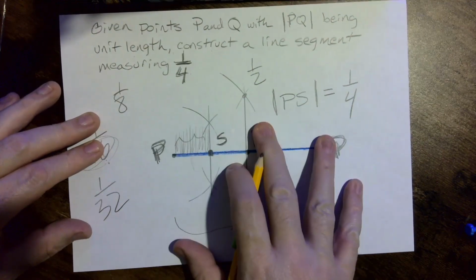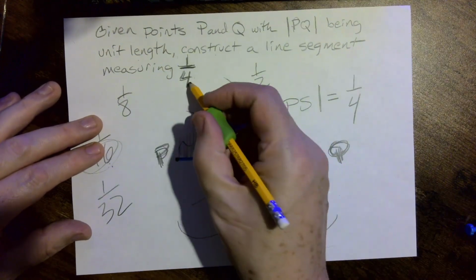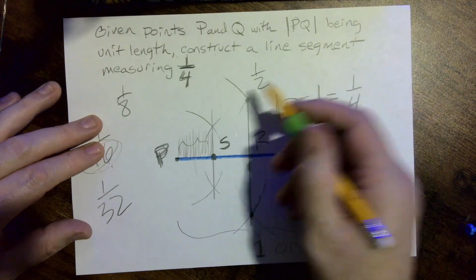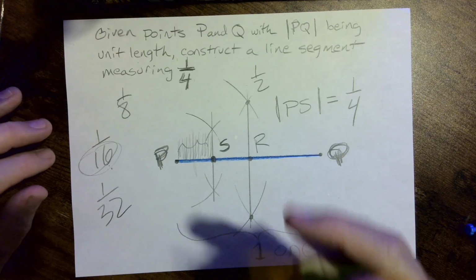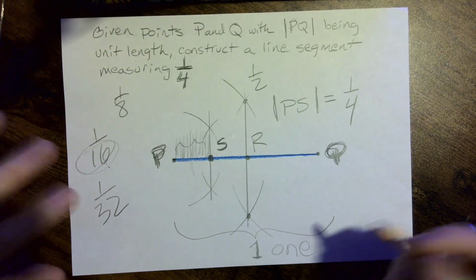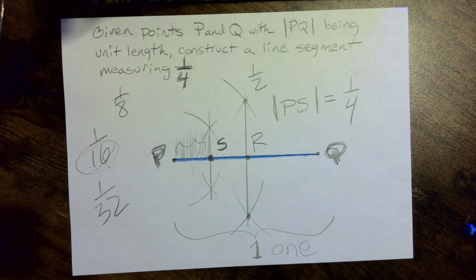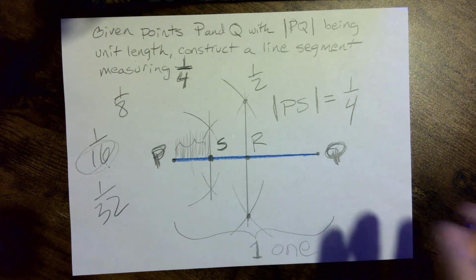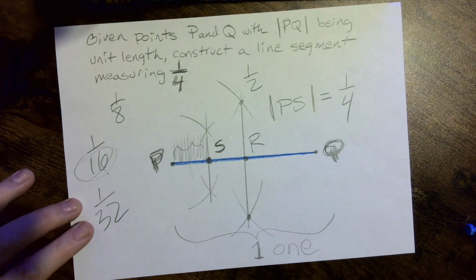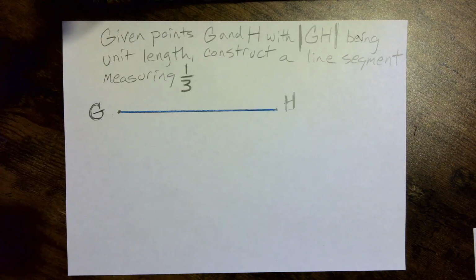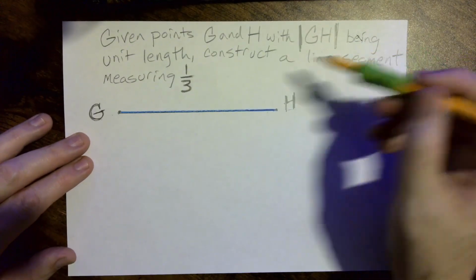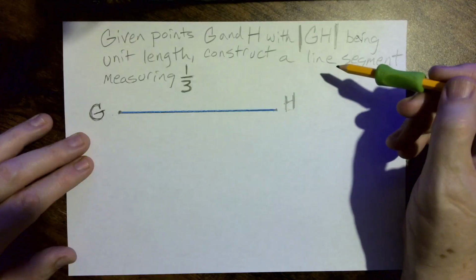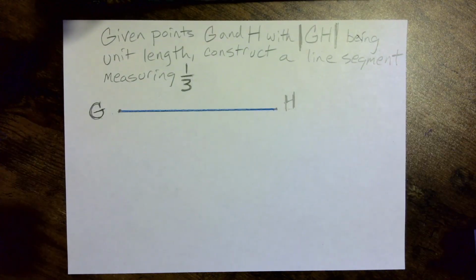Okay, well, we've done this. This would be n equals 4. But we know we could do n equals 8, n equals 16, n equals 32. We could find 1 over n for n equal 2 to the k, say. All right, that's the first challenge. Okay, here's the next challenge. Given points G and H, with GH being unit length, construct a line segment measuring 1/3.